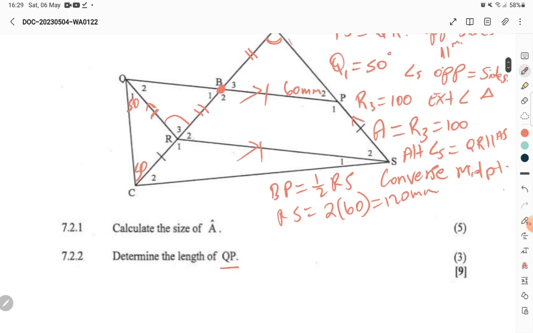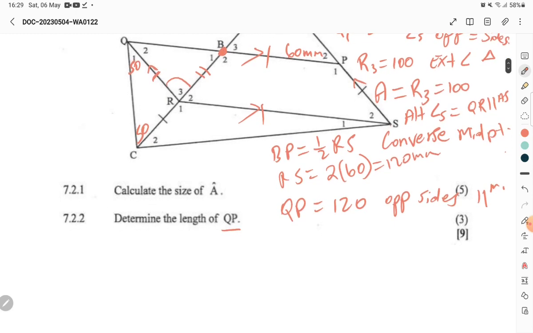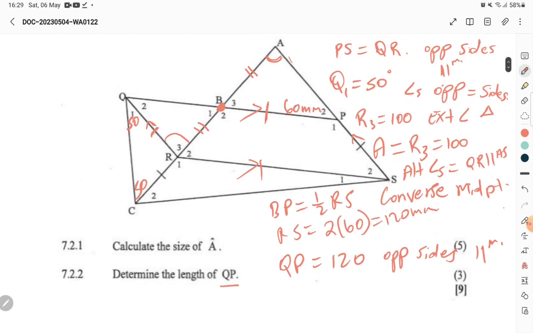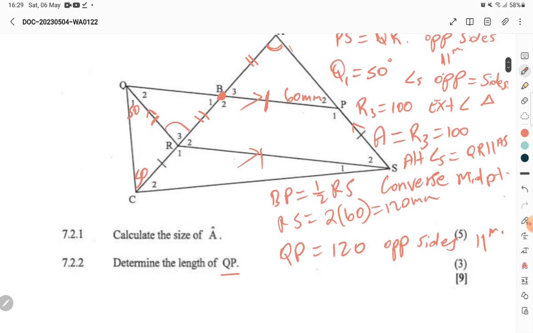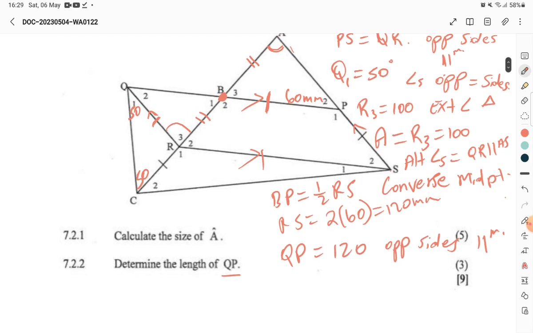But the idea was to find the line QP. So QP is now going to be equal to 120, because these are the opposite sides of a parallelogram, right? So we are done with 7.2.2, because once this is 60, then this one has to be 120, and this is 120. It has to be equal to that one, which is also going to be 120, because these are the opposite sides of a parallelogram. They have to be equal to each other.